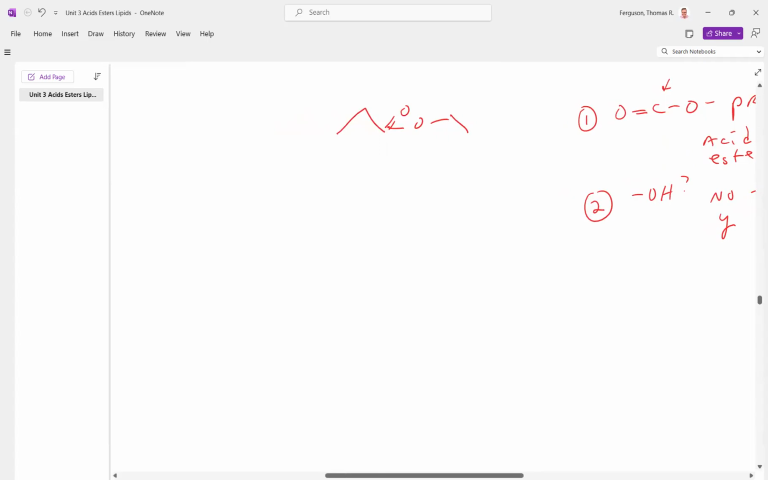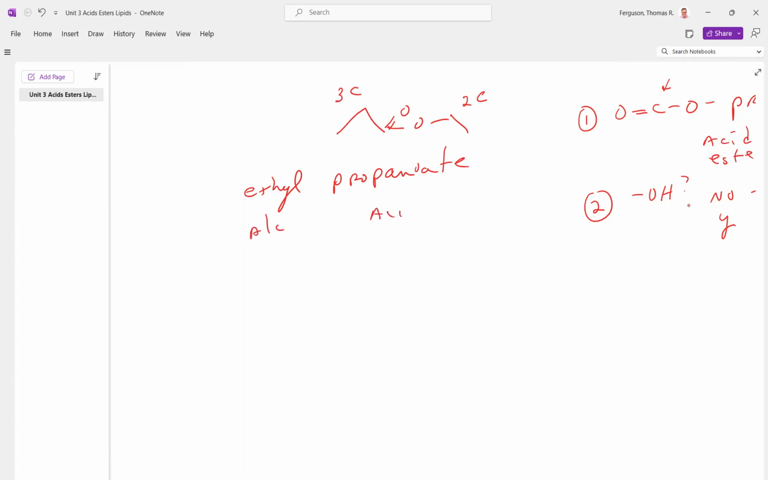Okay, so let's name this guy. Okay, we have 2 carbons here, 3 carbons there. So we name the alcohol part first. So that would be ethyl. Propanoate. So this is the alcohol part, acid part.